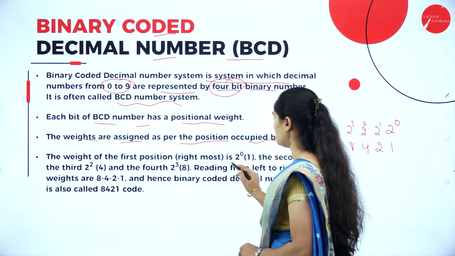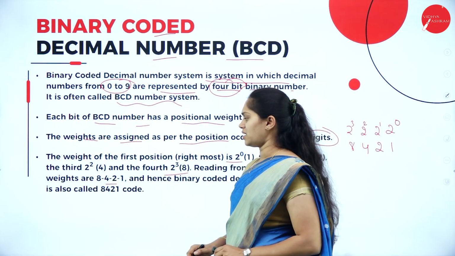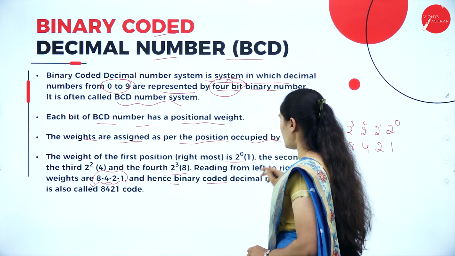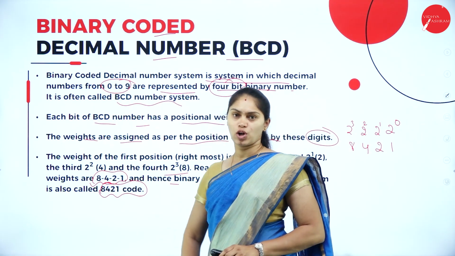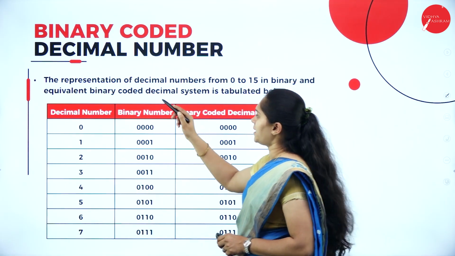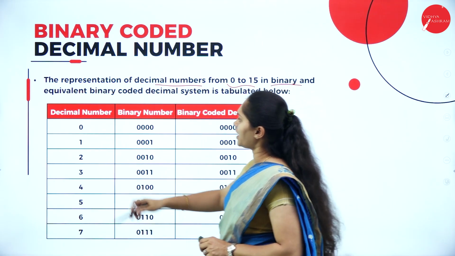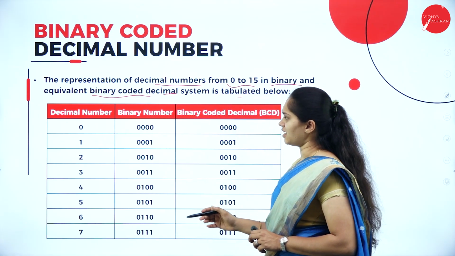It will start with 2 power 0, 2 power 1, up to 2 power n minus 1, so we are going to use a format called 8421. That's why this BCD number system is also called the 8421 code. Here you can see the representation of decimal numbers from 0 to 15 in binary and the equivalent binary coded decimal.